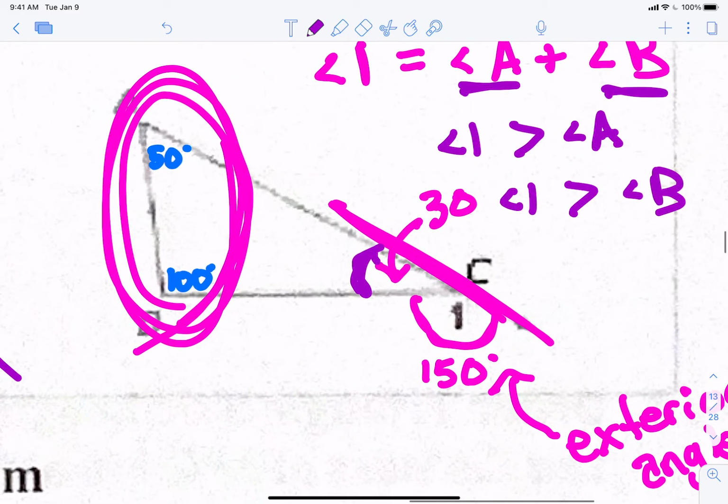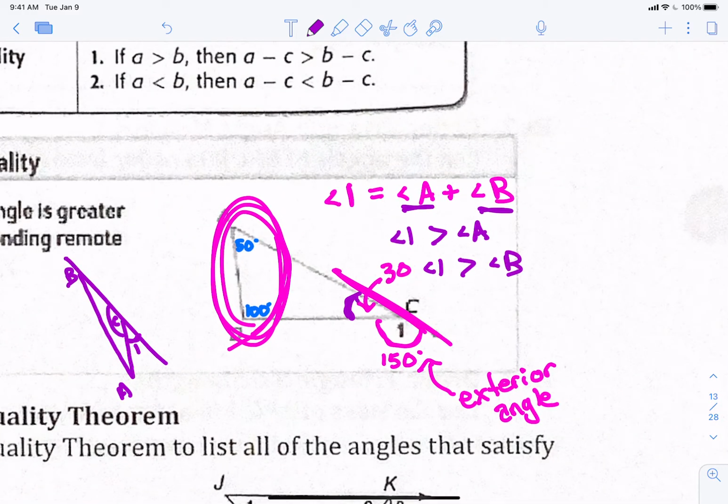So the only thing that we can definitively say is if angle 1 is equal to A plus B, then angle 1 has to be bigger than A, and angle 1 has to be bigger than B by itself, right?